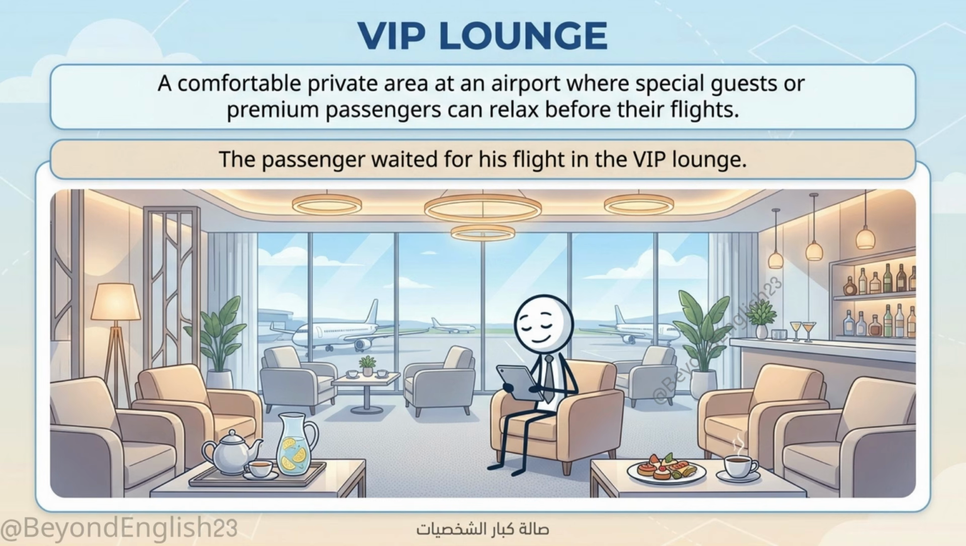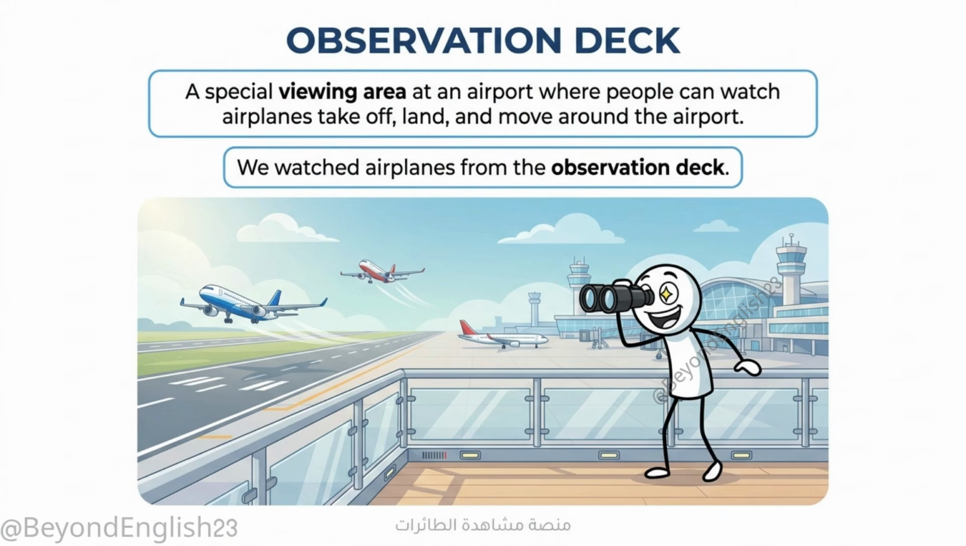Example, business class passengers enjoy drinks and snacks in the VIP lounge. 20. Observation deck. An observation deck is a special viewing area at an airport where visitors can watch airplanes take off, land, and move around the airport. Example, we watched the airplanes from the observation deck before our flight.